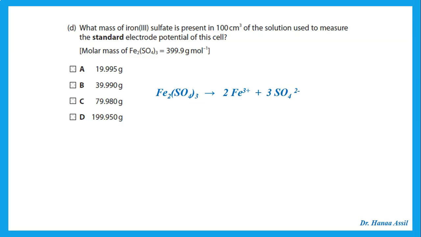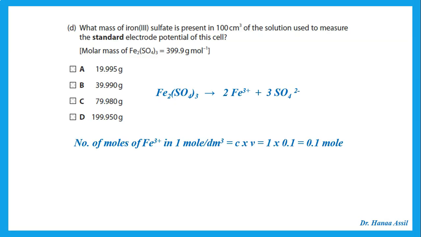So, you should remember, 1 mole of iron 3 sulfate makes 2 moles of iron 3 plus. Remember that the concentration we're talking about is 1 mole per decimeter cubed of the iron 3 plus ions in the total solution. So the number of moles of the iron 3 plus, I want it to be 1 mole per decimeter cubed. So I want the concentration to be 1 and the volume that we have is 100 centimeter cubed. That means 0.1 decimeter cubed. So I want the number of moles of iron 3 plus to be 0.1.